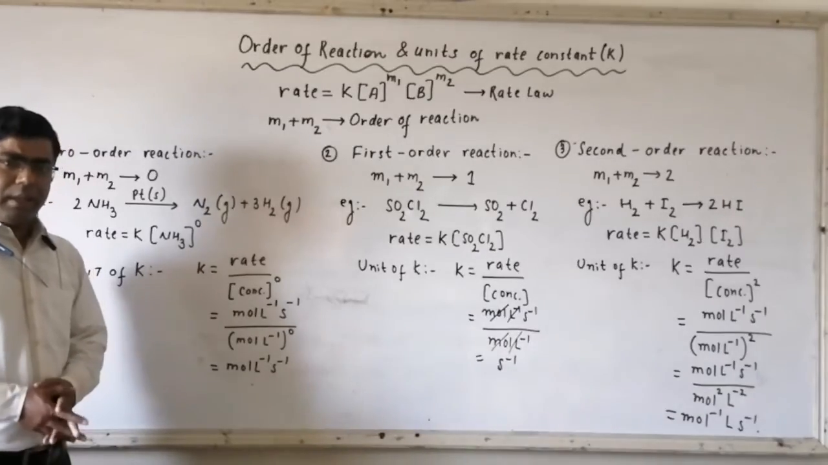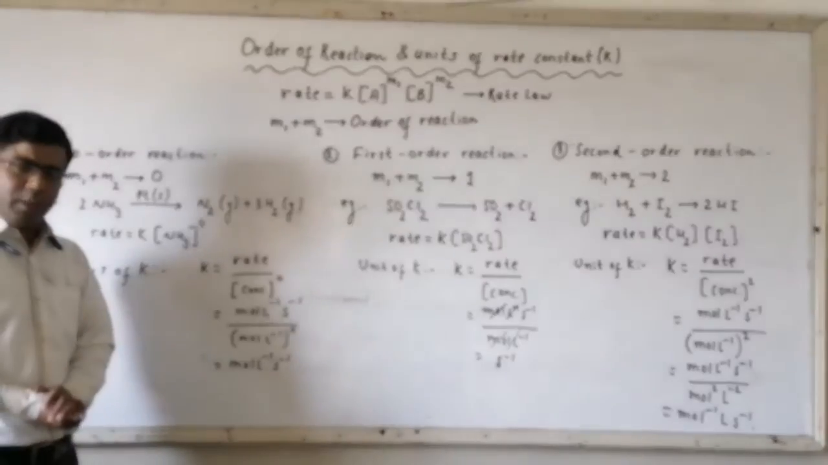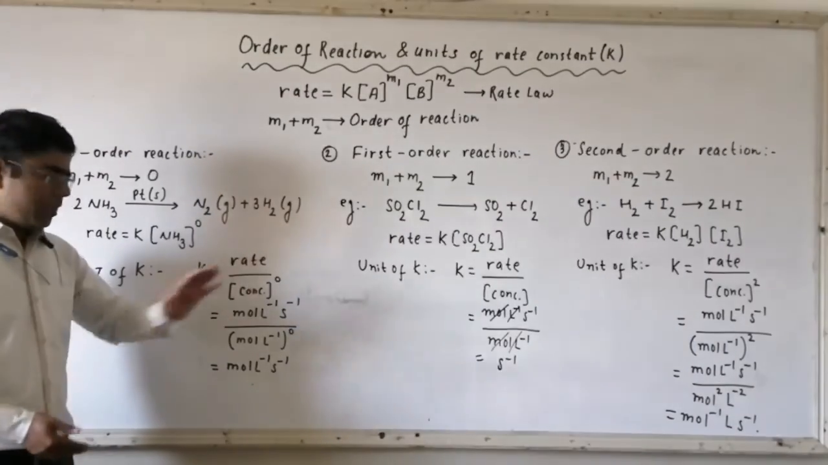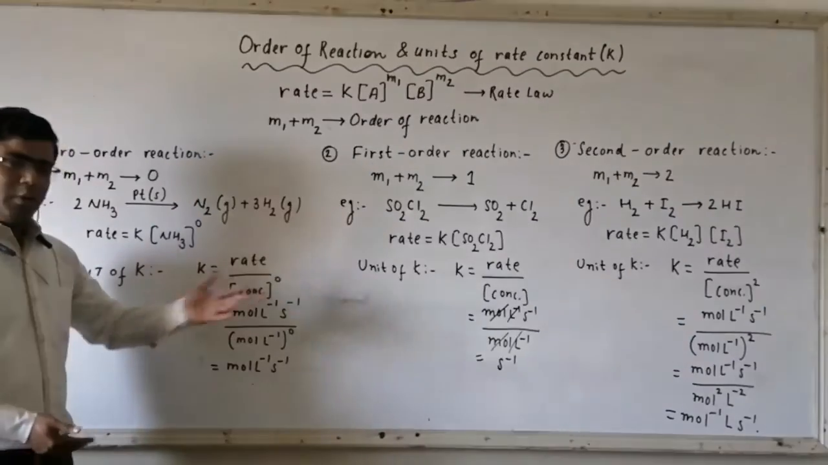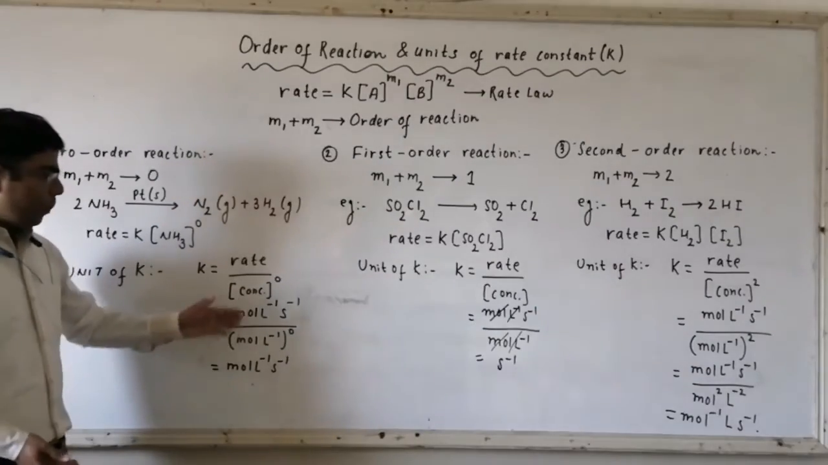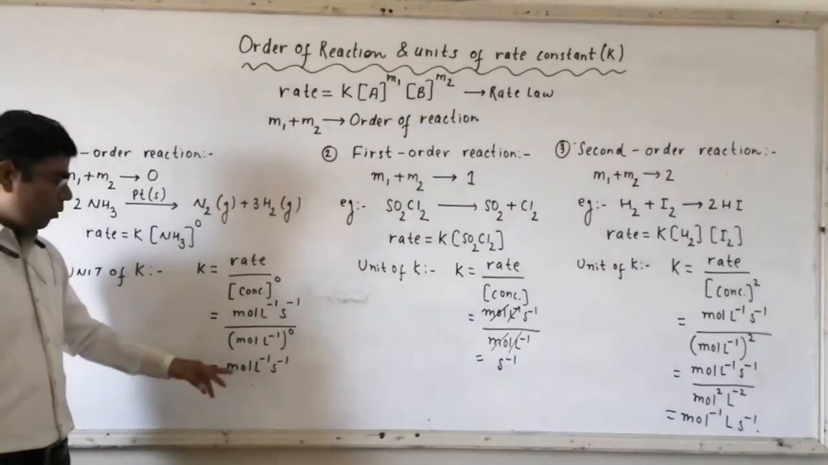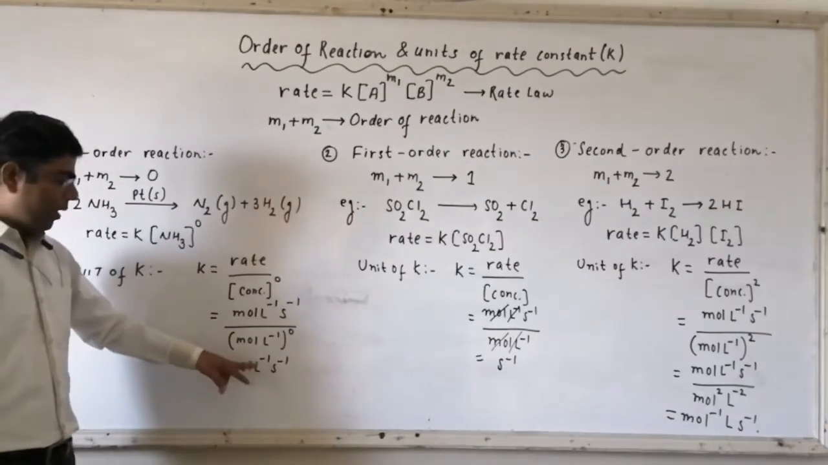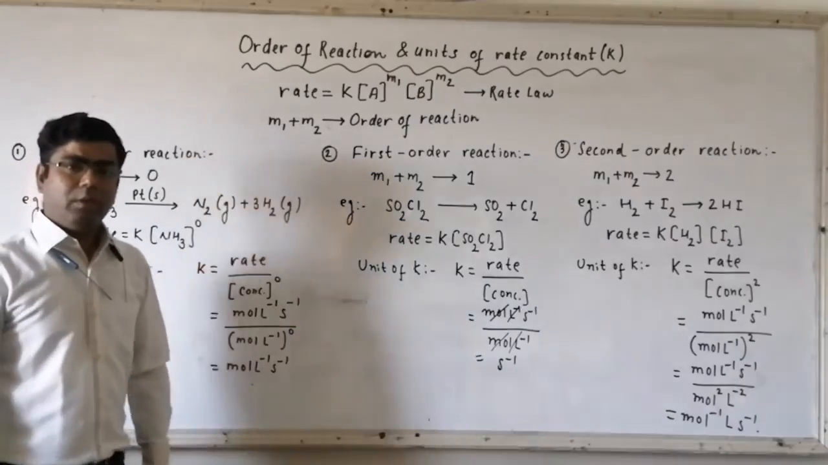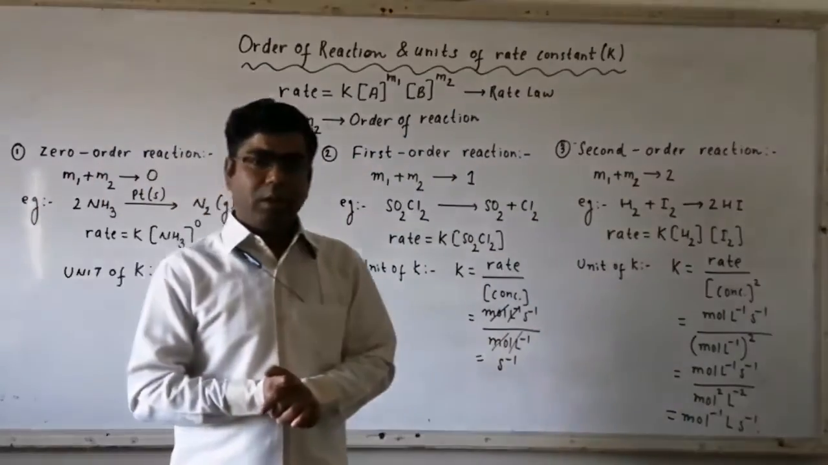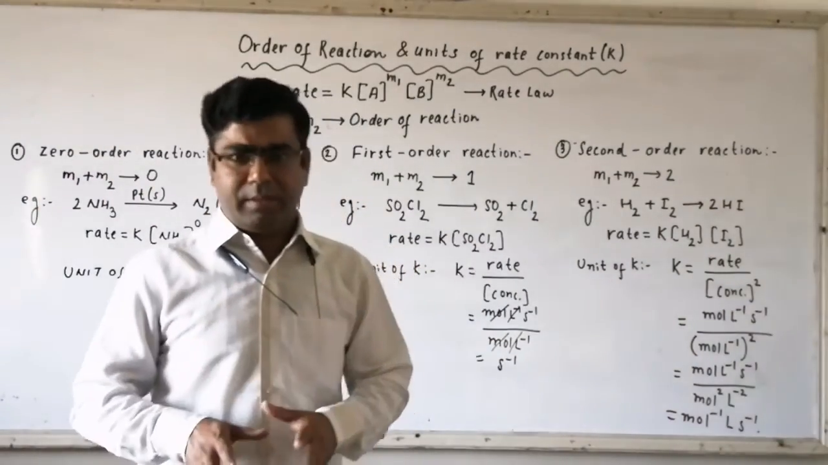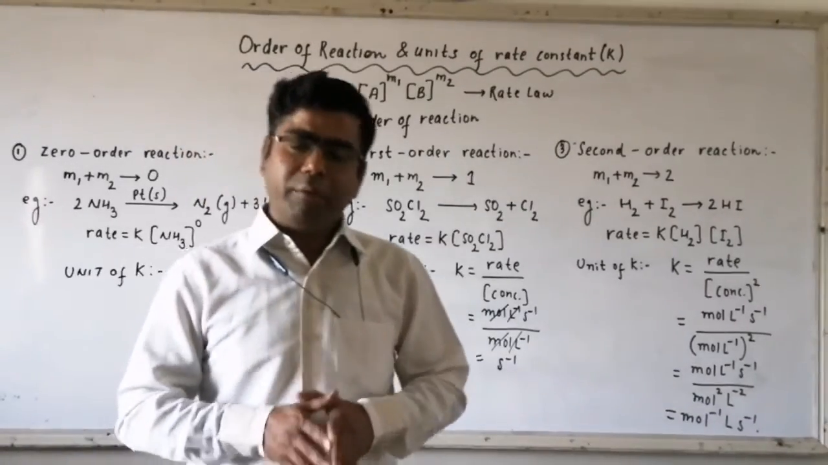Concentration is molarity. And what is molarity? Mole per liter is the unit. To the power 0. Anything to the power 0 is 1. So mole per liter per second divided by 1 will give you the unit of K as mole per liter per second. So for zero order reaction, the unit of rate and the unit of K remain the same.